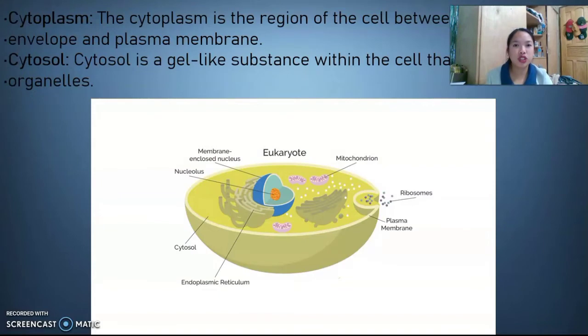Next, the cytoplasm is the region of the cell between the nuclear envelope and plasma membrane. Cytosol is a gel-like substance within the cell that contains the organelles.